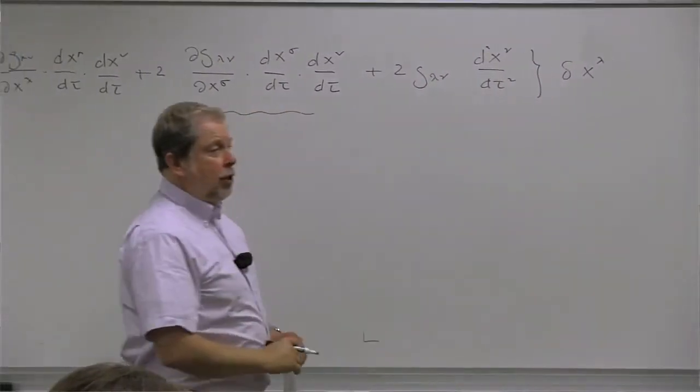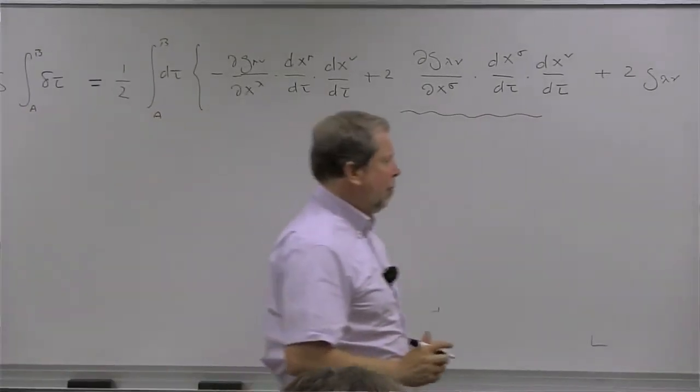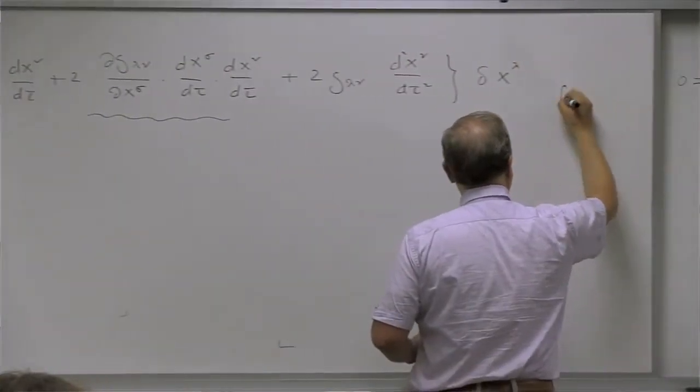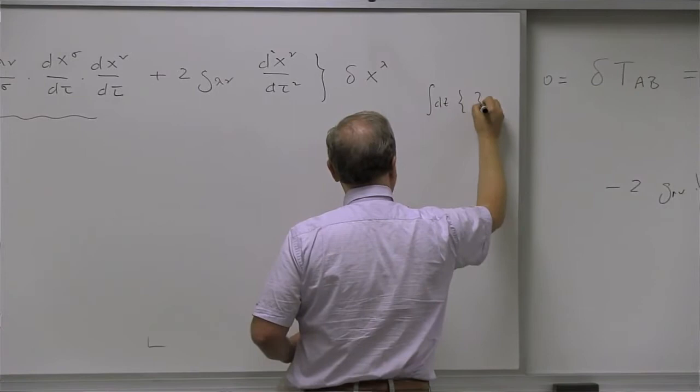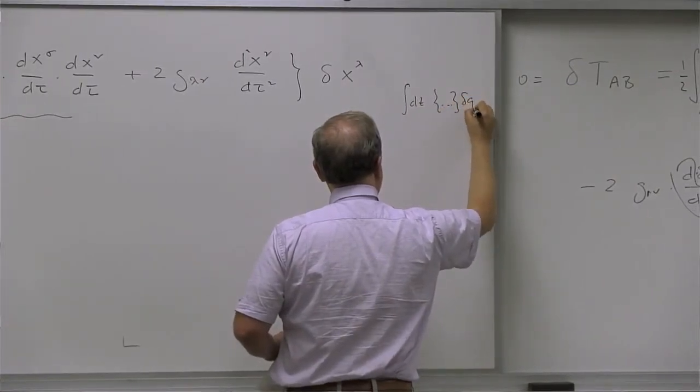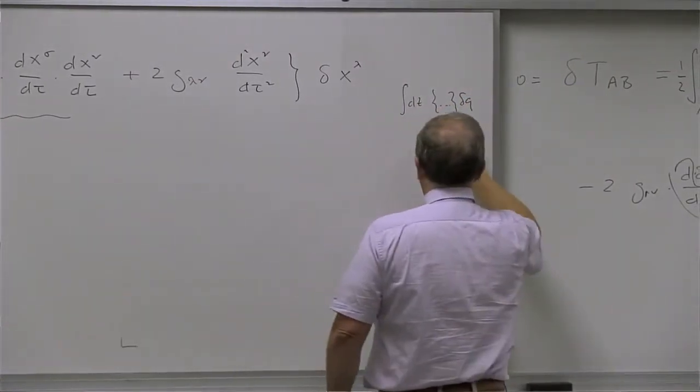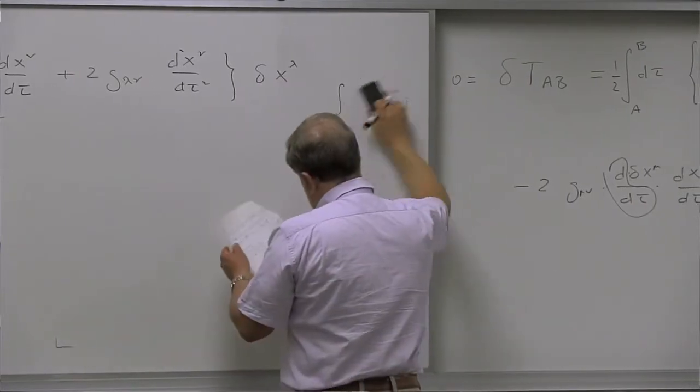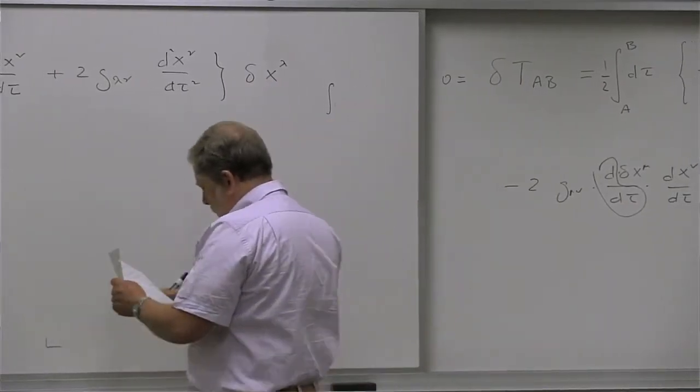All right, so we have achieved what you usually achieve in classical mechanics as well, where you have an integral in dt, and then we have some expression in bracket, and then you have times dq. And then the expression in bracket has to be equal to 0.